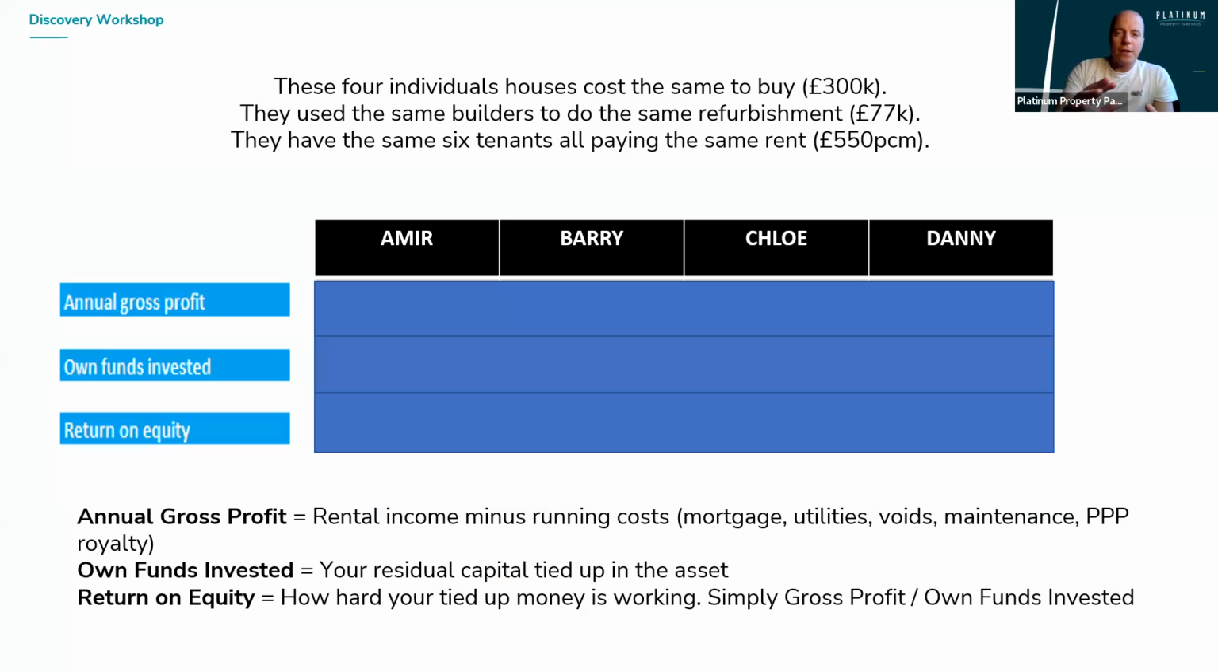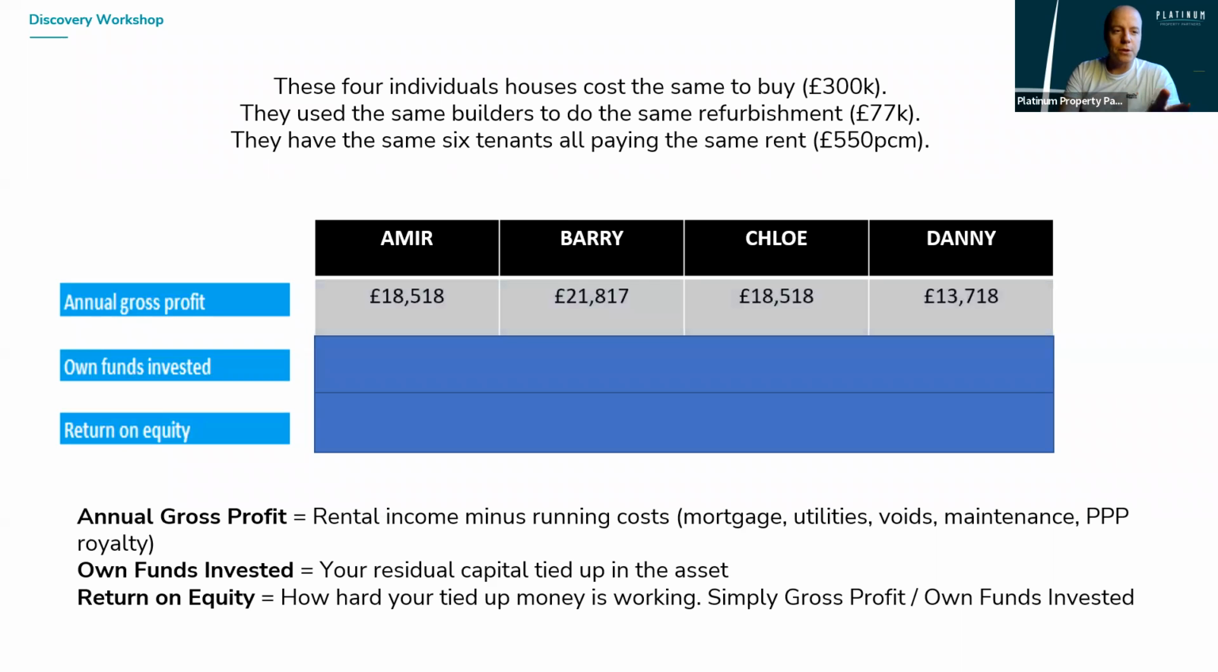So we've got this house, it's the same house, 300 grand to buy, 70 odd grand worth of refurbishment, and the same 6 tenants paying £550 per month. You can look at 4 different scenarios and 3 different outputs from each one. So the first one's gross profit. These are the figures on the screen.